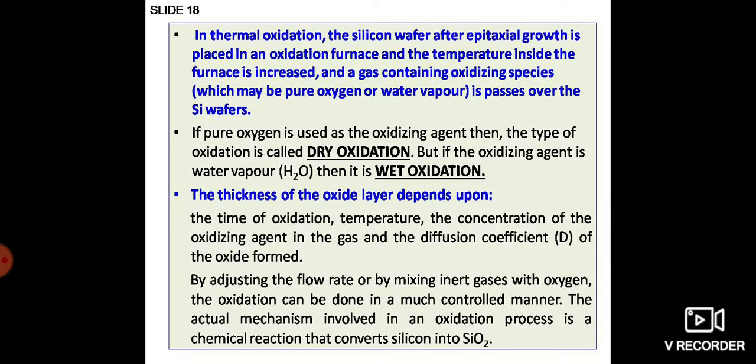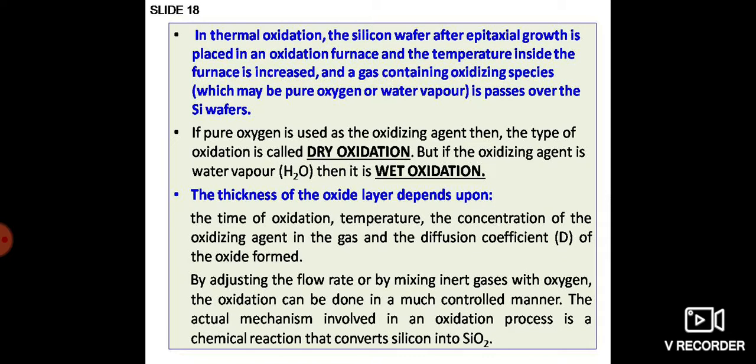The second point is, if pure oxygen is used, then, as I already told you before, the type of oxidation will be dry oxidation. But if the oxidizing species or agent is water vapor, H2O, then it is wet oxidation.